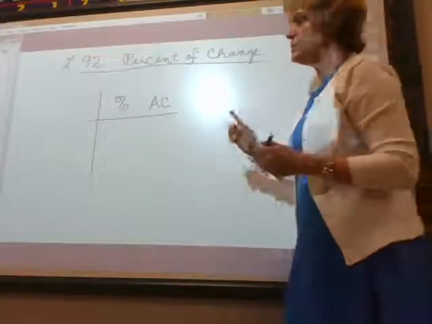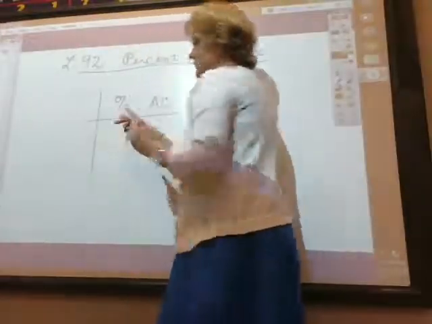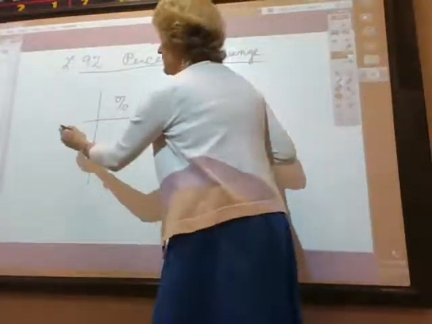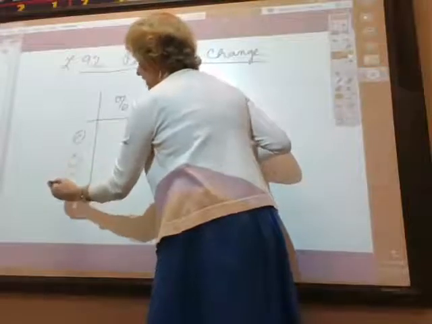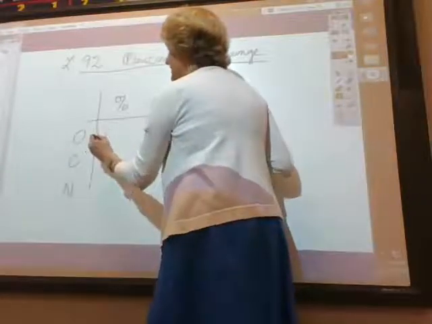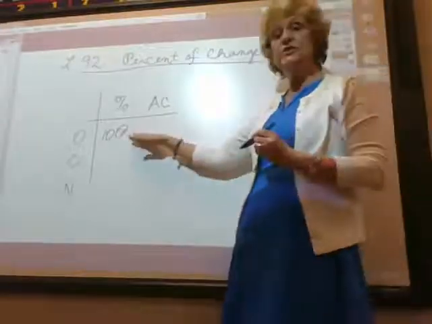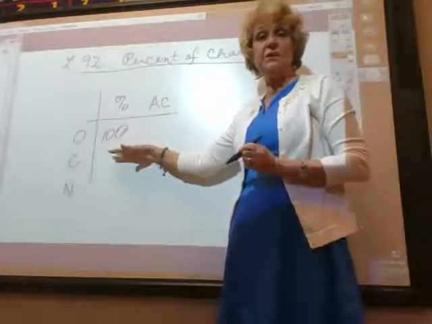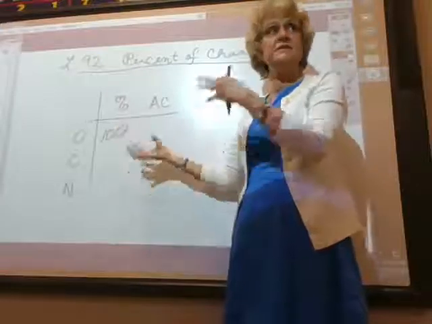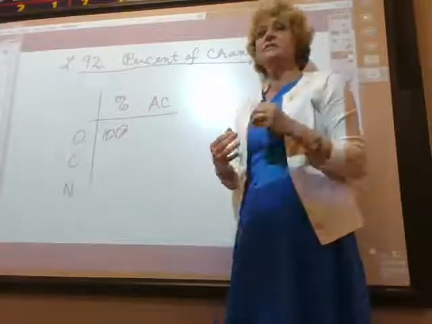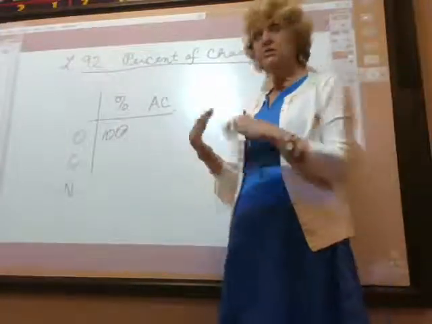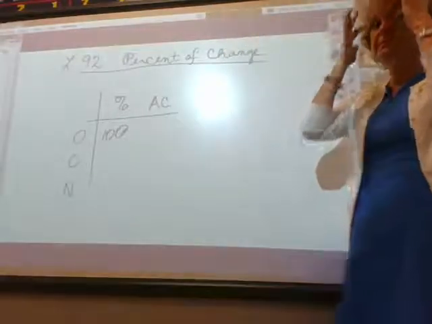So what you'll do with these problems, your little percent actual count box is going to be original, change, and new. And in this case, the number that you always know is the original percent. It's always 100%, okay? You're going to sometimes decrease, sometimes you're going to increase, all right? So you have to read the problem and figure out what you're going to be doing.